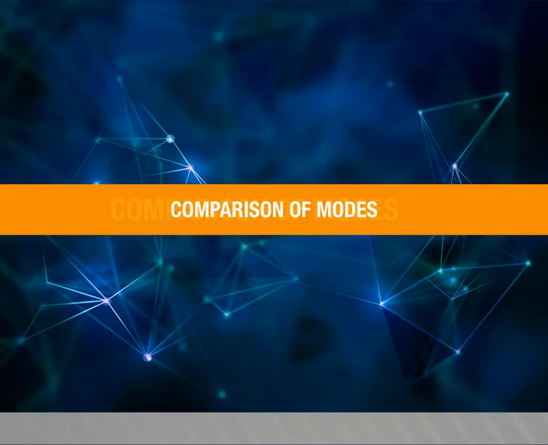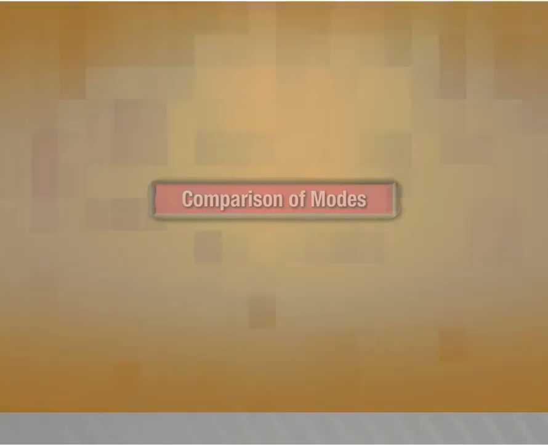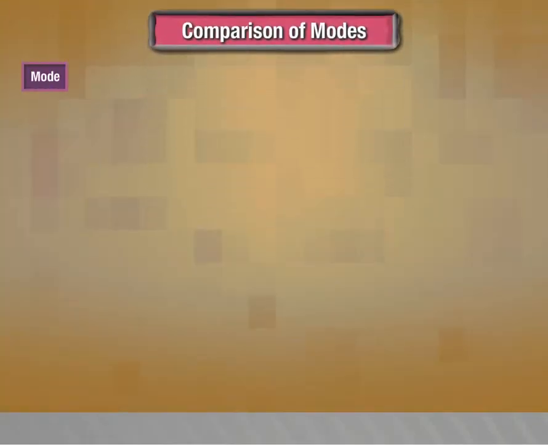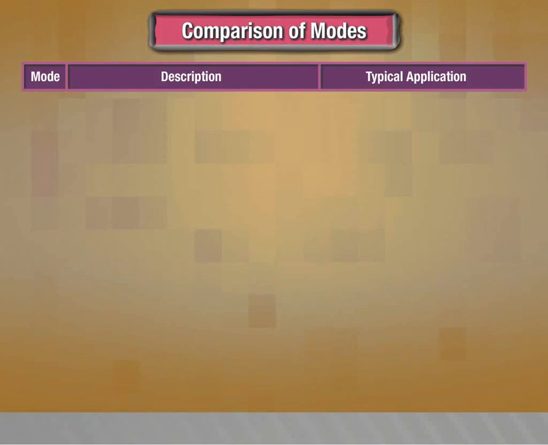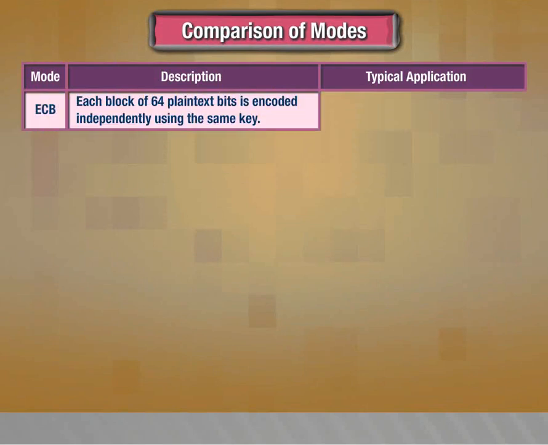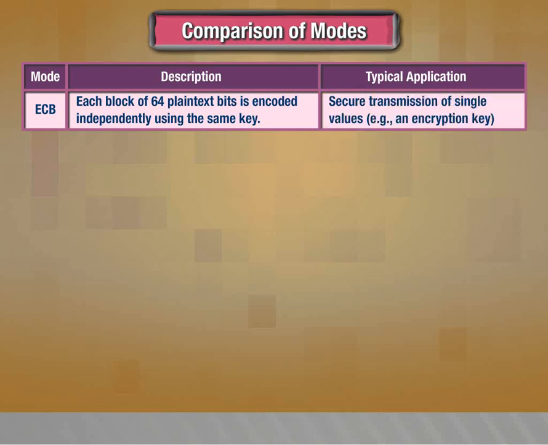Comparison of modes. In this video, we are going to see about comparison of modes. Mode, description, typical application. ECB: each block of 64 plaintext bits is encoded independently using the same key. Typical application: secure transmission of single values, for example, an encryption key.